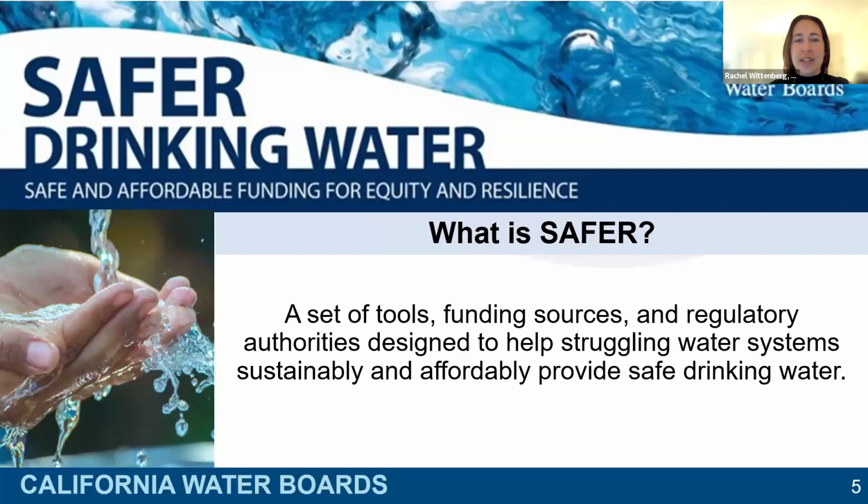Safer, or Safe and Affordable Funding for Equity and Resilience, was established in 2019. The Safer Drinking Water Program is an extension of a long history of California bills related to drinking water. Most recently, AB 685, adopted in 2012, established the human right to water as state law. To advance the human right to water, SAFER is working to ensure that all Californians have access to safe and affordable drinking water. This is being done through a set of program tools, funding sources, and regulatory authority. SAFER prioritizes collaboration and voluntary solutions and relies upon regulatory solutions only when necessary.